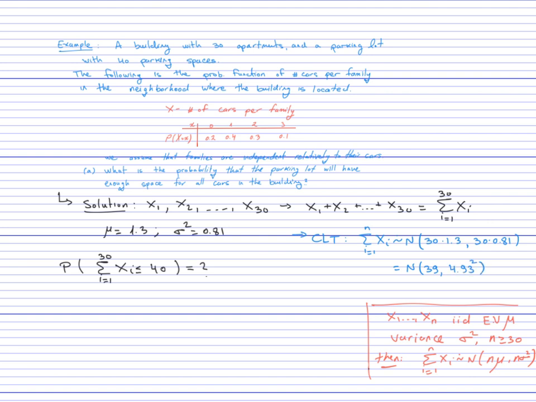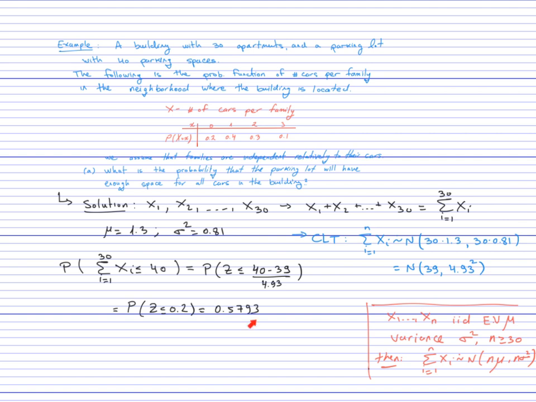Okay, and let's go back to the question itself. We need to compute the probability that sigma xi is less than or equal to 40. We can normalize it: we take the value, subtract the expected value, and divide by the standard deviation. That's the variance, therefore if you take the square root, the standard deviation would be 4.93. So that equals the probability that z is less than or equal to 0.2, and using the z table, we'll get 0.5793.